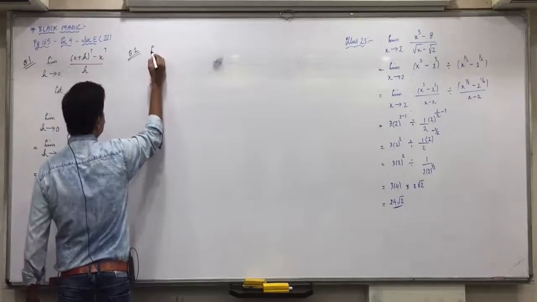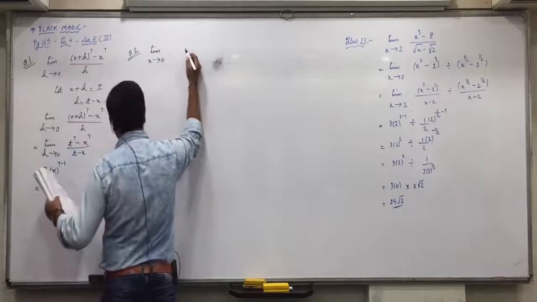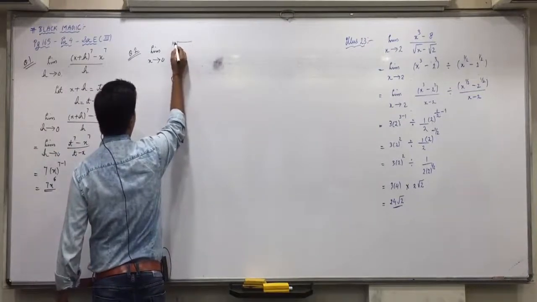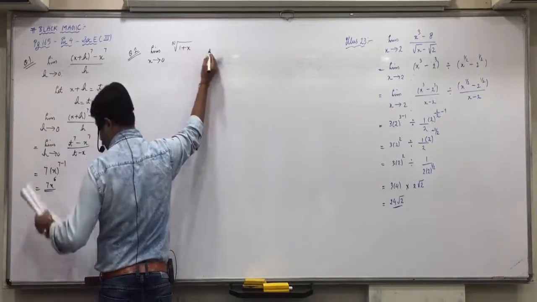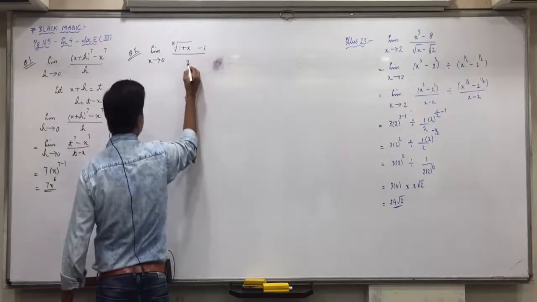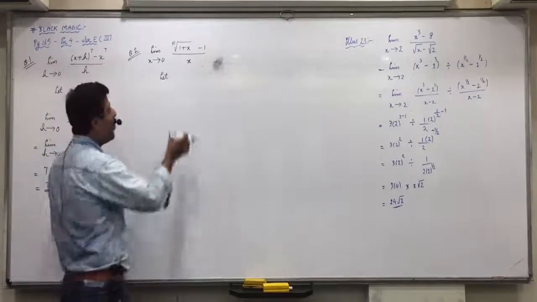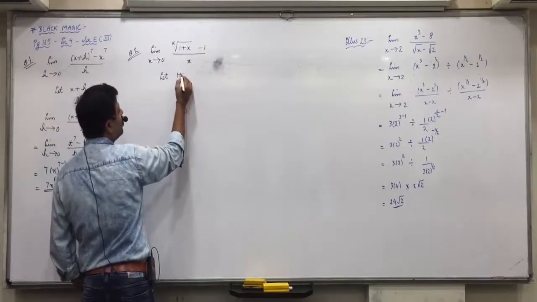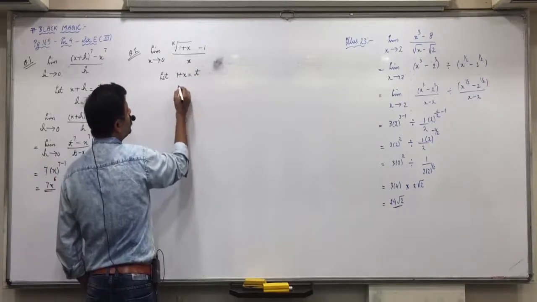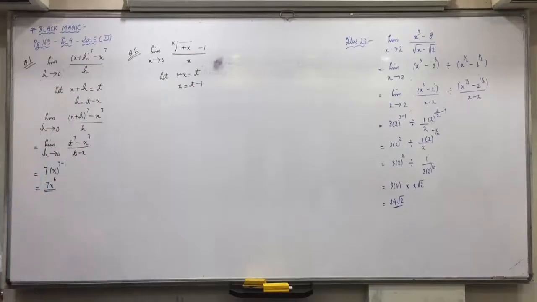Limit x tends to 0, 10th root of 1 plus x minus 1 upon x. First you have to apply the black magic. 1 plus x is to be assumed as t. So what will x be equal to? t minus 1. First thing you have to do is apply the black magic. Did you understand this? Write down, everyone.